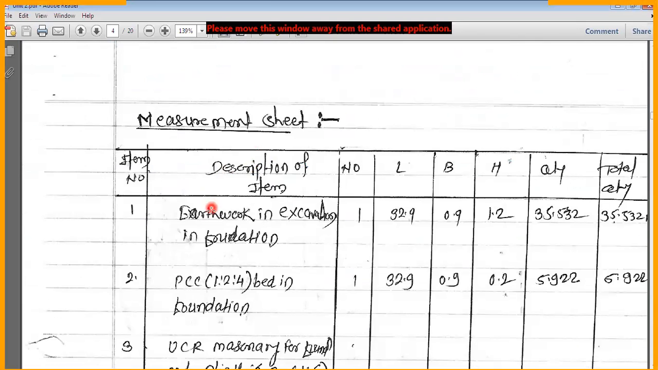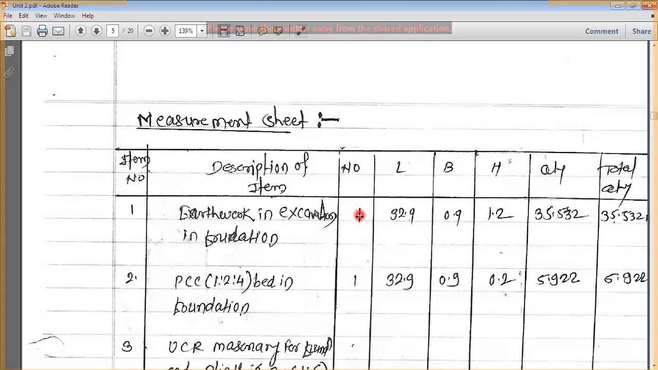So how are we going to start? I will write the first item number, that is 1. I have written the description as earthwork in excavation for the foundation. The number will be 1 because only one time I am doing the excavation. ठीक आहे, या रूम साठी मी एकदाच एक्सकॅव्हेशन करतोय.